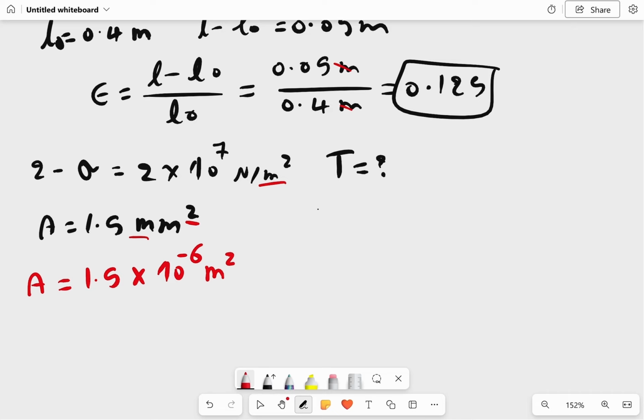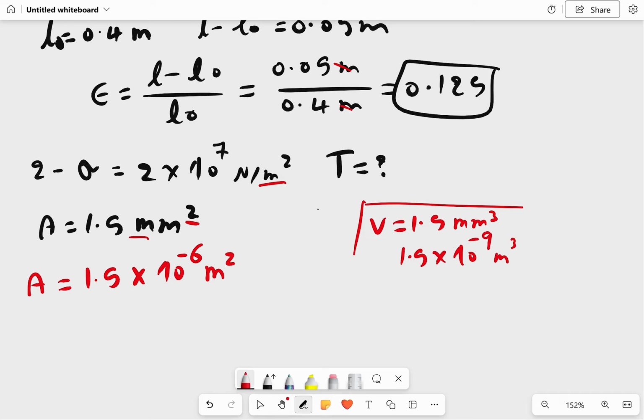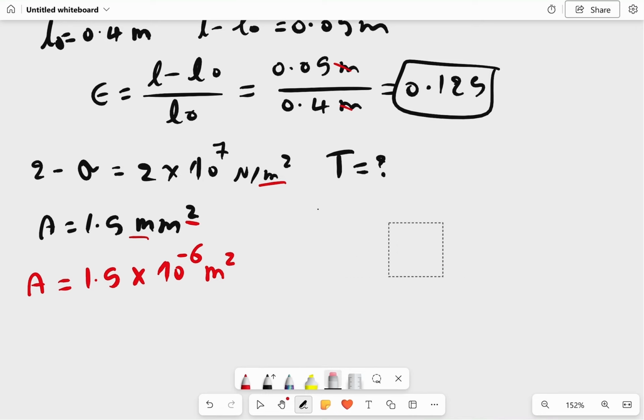If it was volume, let's say, just for your information, if volume is equal to 1.5 times 10 to the power of minus 3 millimeter cubed, then you'll say what? 3 multiplied by 3, you have minus 9. Meter cubed. Okay, this is for better understanding.